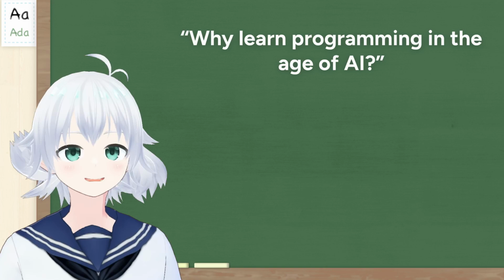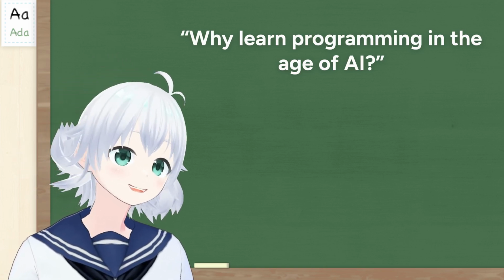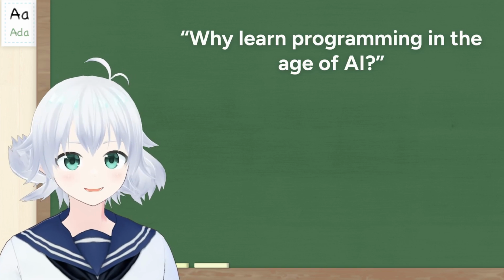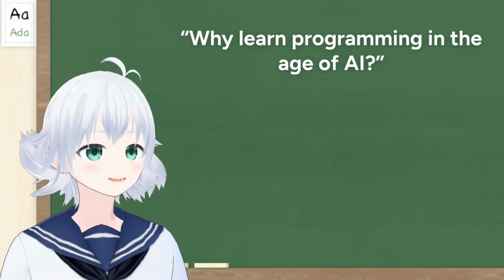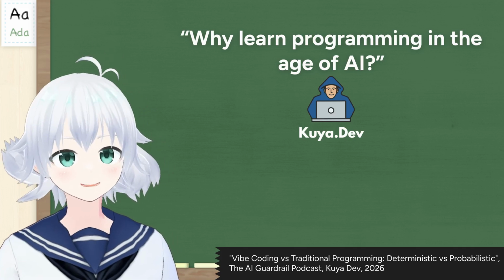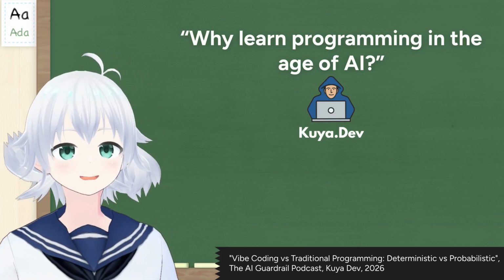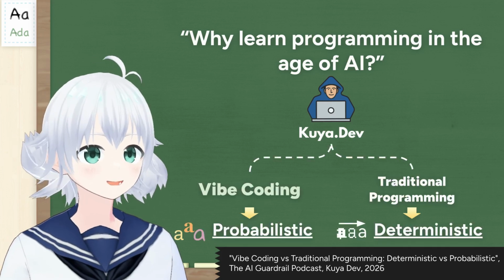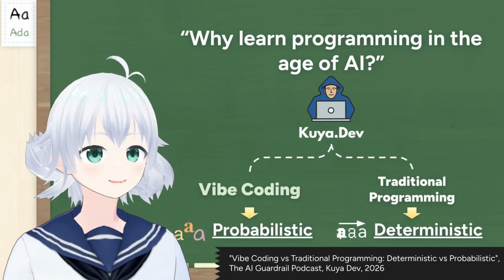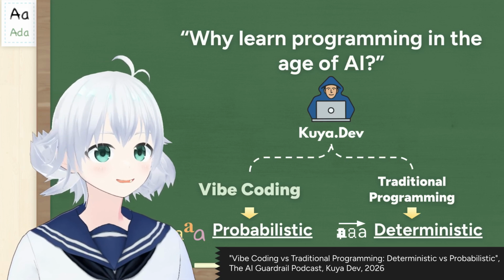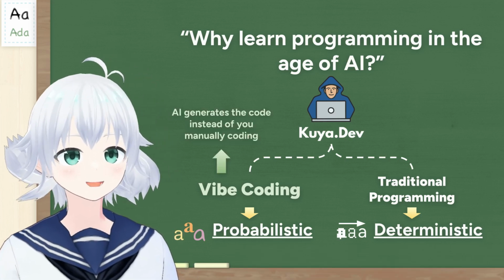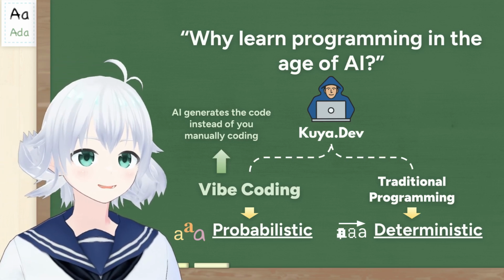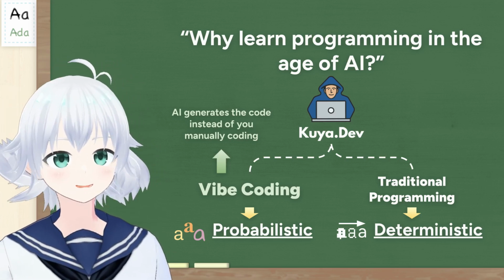So, let's first address the elephant in the room. Why learn all of this when AI is mainstream? To support that, I'd like to quote this from Kuya Dev and from his The AI Guardrail podcast that he importantly stated that vibe coding is very probabilistic and traditional programming is deterministic. Simply put, vibe coding is AI generating the code for you, whereas traditional programming is you writing the code.